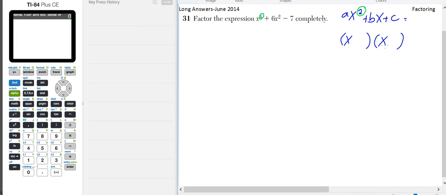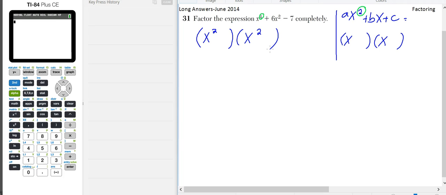So when we have our highest exponent being a 4, we're going to do a similar thing to when we have the highest exponent being a 2. But instead of the first terms of each factor being x, they're going to be x squared. Both of them.